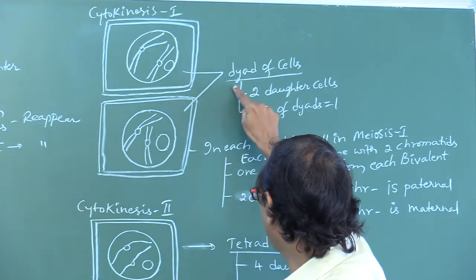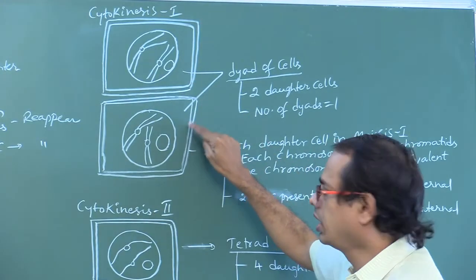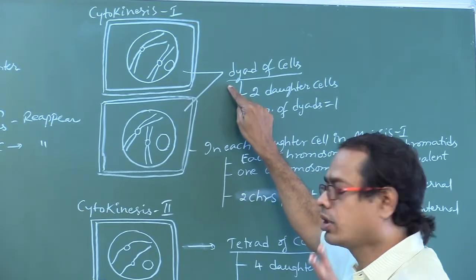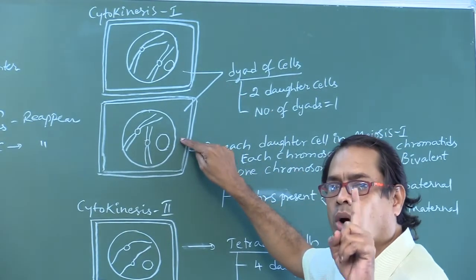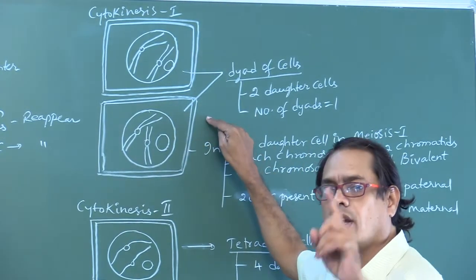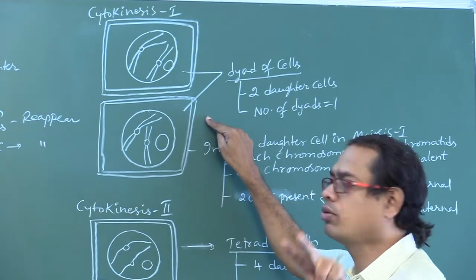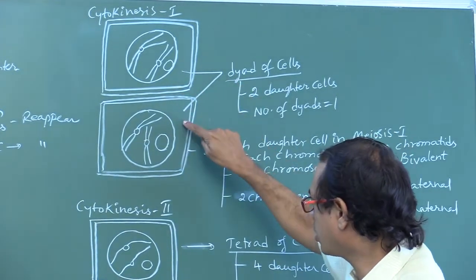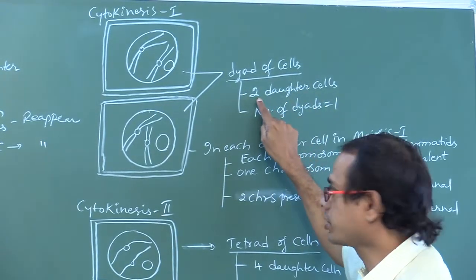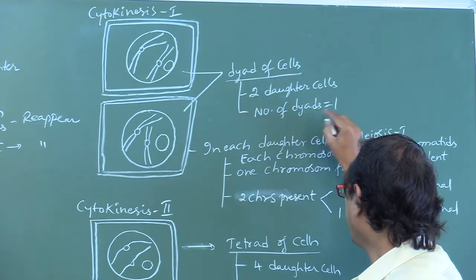How many daughter cells are formed? Two daughter cells are formed. These two daughter cells together are called a dyad of cells. Dyad means two daughter cells. How many dyads at the end of cytokinesis 1? One dyad. How many daughter cells? Two. So the number of dyads is 1.